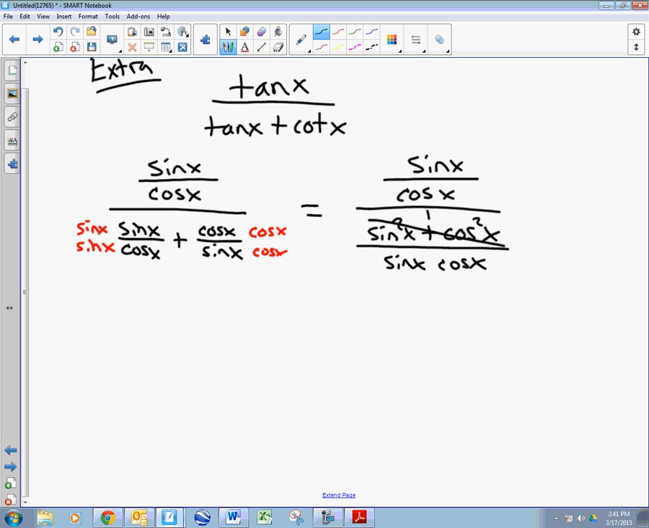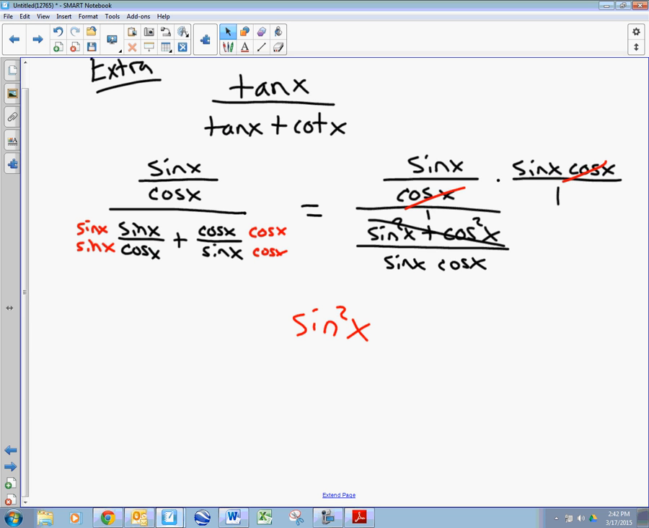Now, you all just told me that's going to be 1, right? So now I can multiply by the reciprocal: sine of x times cosine of x over 1. What happens? Cosines cancel. You get sine squared of x. So it may not be obvious right away that tangent of x over tangent plus cotangent gives me sine squared, but it does. And by working through that kind of complex fraction, we can see the solutions.